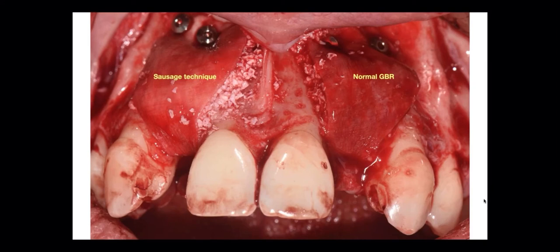As I told you before, the sausage technique is whenever we place the bone, we close the membrane, we tack it, and we continue unpacking bone under the membrane, while the normal guided bone regeneration, the one we learned while doing my specialty, it is just placing the bone and closing the membrane over the bone. So 2 different techniques for the same patient.